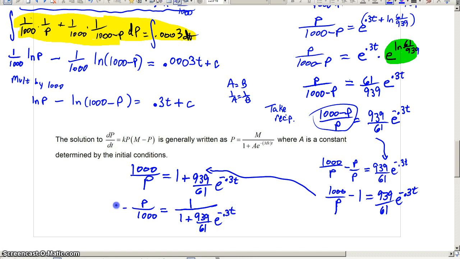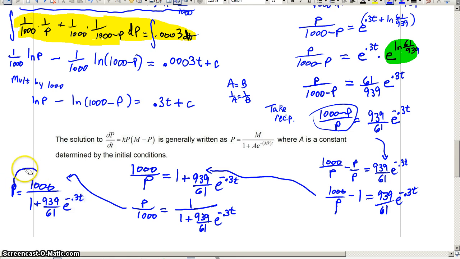And finally, one more step. Sorry for the dancing around here, but we've got P equals, multiply both sides by 1,000. 1,000 just comes up on top. Down below, we'd have 1 plus 939 all over 61 e to the negative 0.3t. This is your answer. This is your solution. You have your population now written with respect to time.